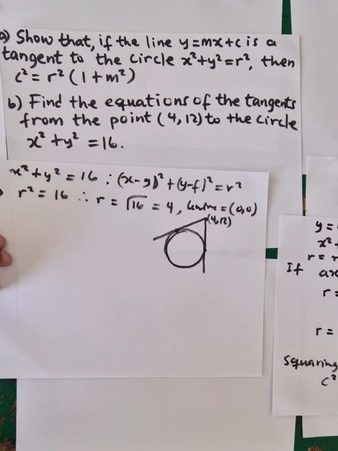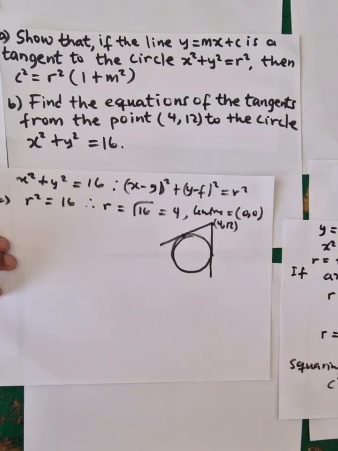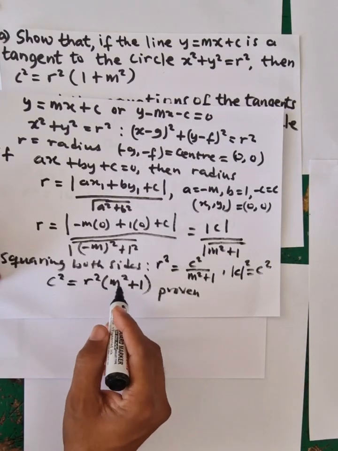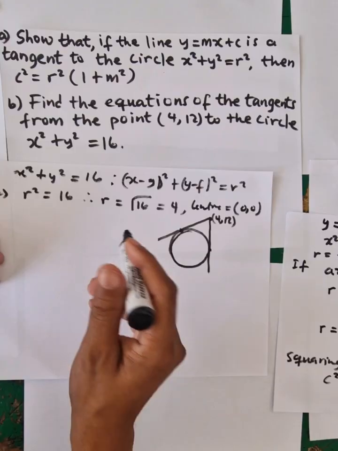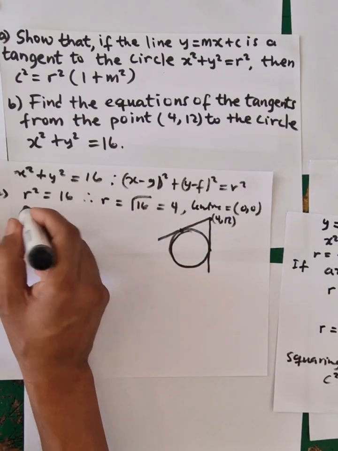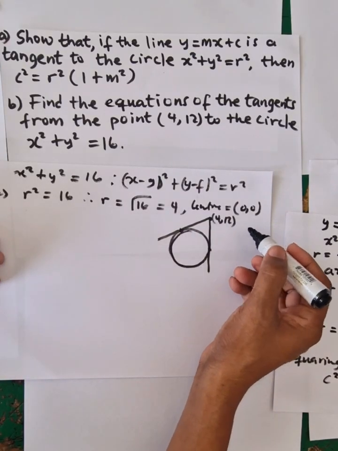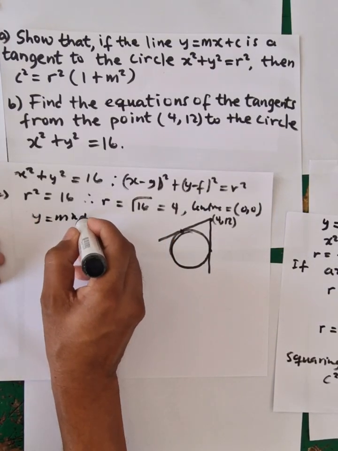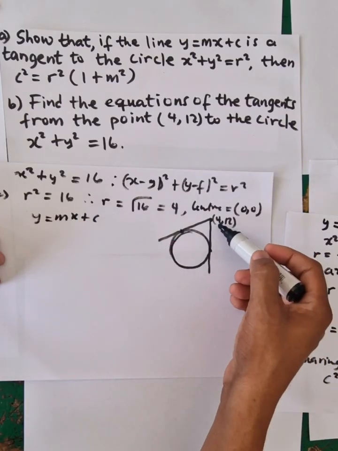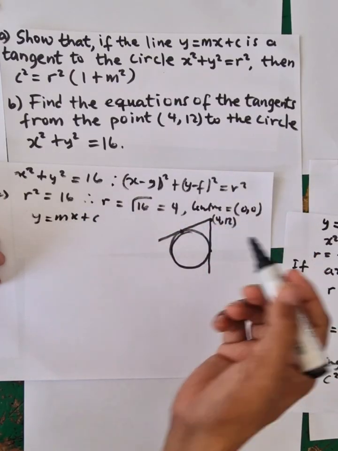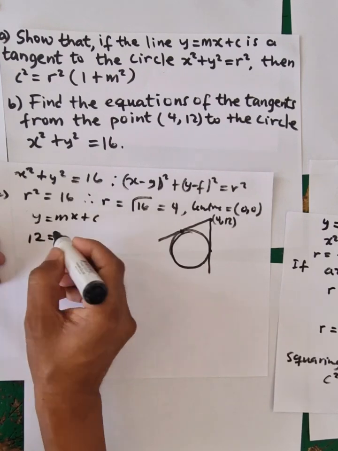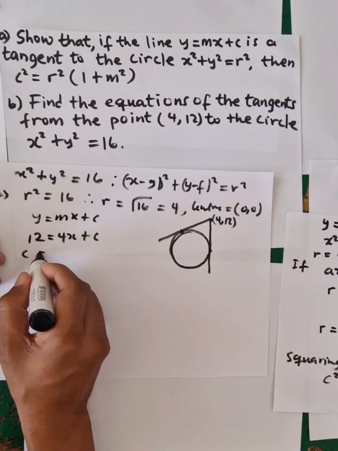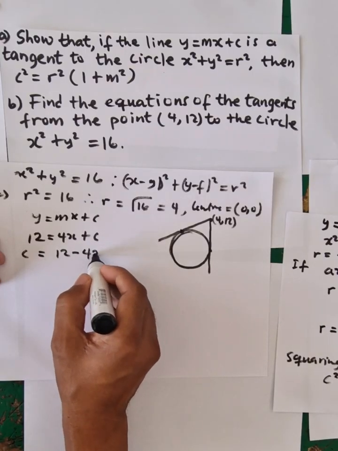Okay. Now, from the previous solution, we saw that c squared is equal to r squared into bracket m squared plus 1. So, given the point 4, 12, and given our tangent line y is equal to mx plus c, when we set this point into this equation, we will get 12 is equal to 4m plus c, which means c is equal to 12 minus 4m.